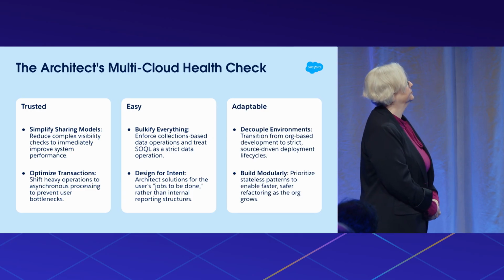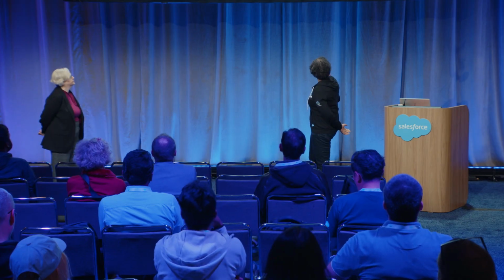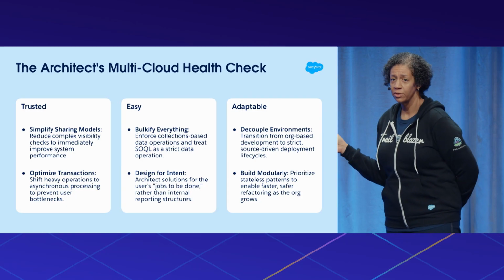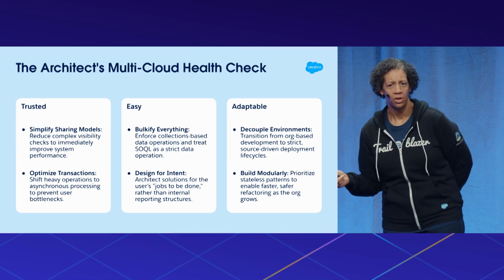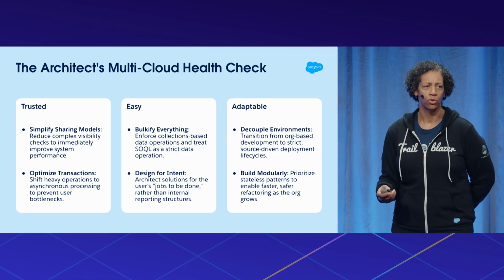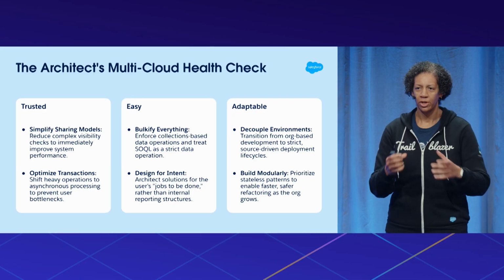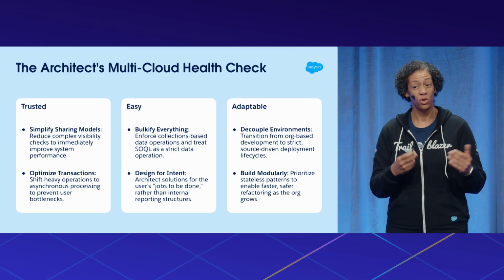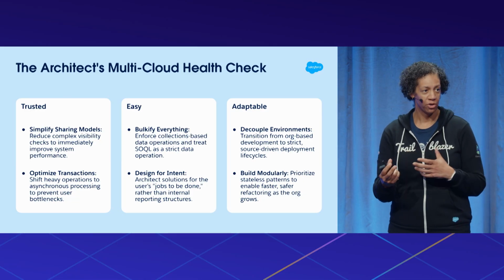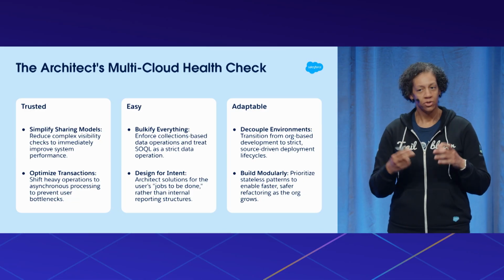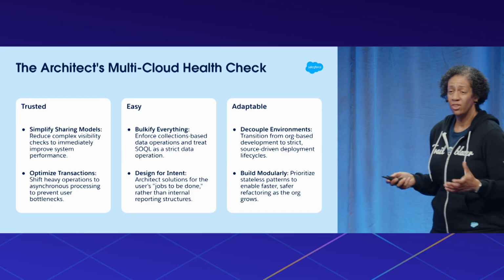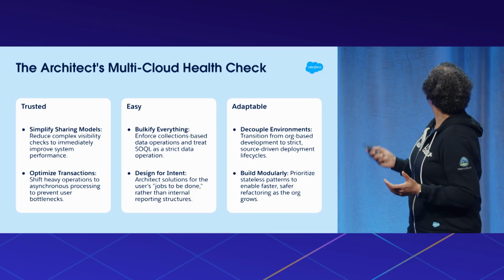Great. And last, adaptable. So decouple environments. Transition from org-based development to strict source-driven deployment life cycles. At this point, especially if you're going towards year 10, hopefully you're using something like SFDX. You're thinking about version control. You're not just deploying the entire org; you're deploying in modular pieces and parts. And if you're not capable of doing that yet, you're thinking of ways to restructure your code and your design so that it is more modular, so you are able to just deploy pieces and parts of different business processes or different areas of the apps that you've built so far.